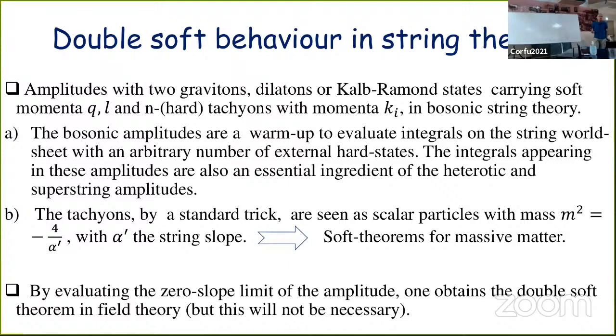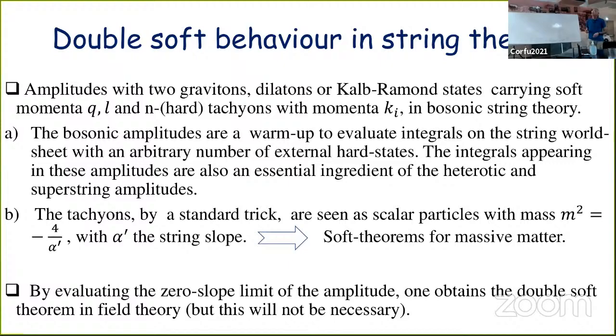For the tachyon, I used a standard trick. Every time a factor like this appears in the amplitude, we call this factor m squared. This is a standard trick; I think the first person who did it was Gershun in the 70s, and we also used it in the single soft theorem. Every time this factor appears in an amplitude, you put m squared, and then you perform a limit where the string length alpha prime goes to zero, keeping this quantity fixed. In this way, the tachyon amplitude becomes a scalar amplitude. Therefore, in this approach, we get soft theorems for massless particles in interaction with scalar particles. Of course, at the end, we will have to compute the field theory limit of the amplitude because we are interested in field theory results, not in string theory results. But as we will see, this will not be necessary.